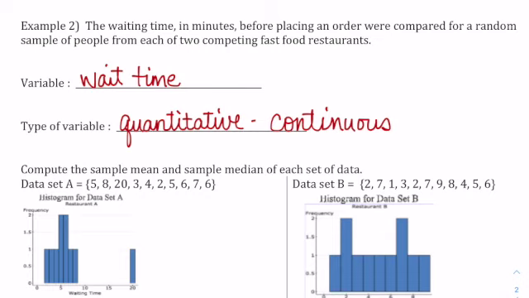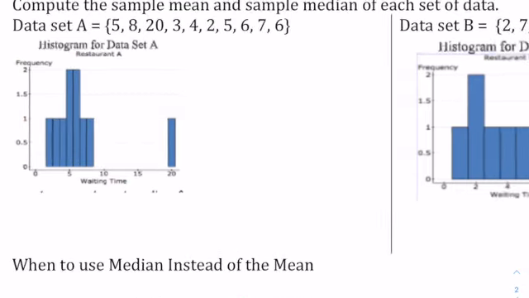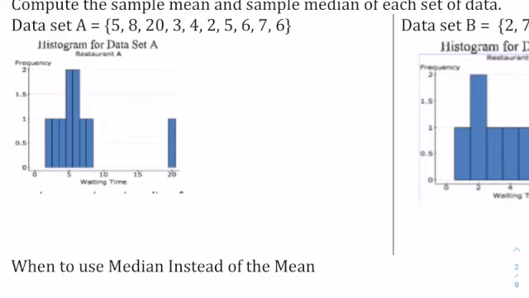They don't just wait for 1 minute, 2 minutes. They can wait 1 minute 30 seconds or 1 minute and 35 seconds. Anything could be happening in between the 1 and 2. So therefore, it's continuous. And to compute the sample mean and sample median of each set of data, let's start with the sample mean first.